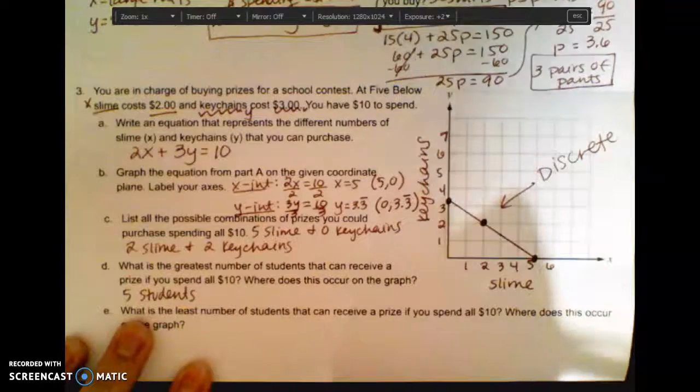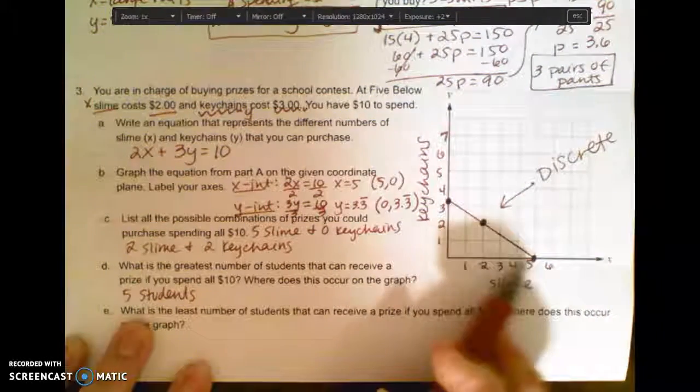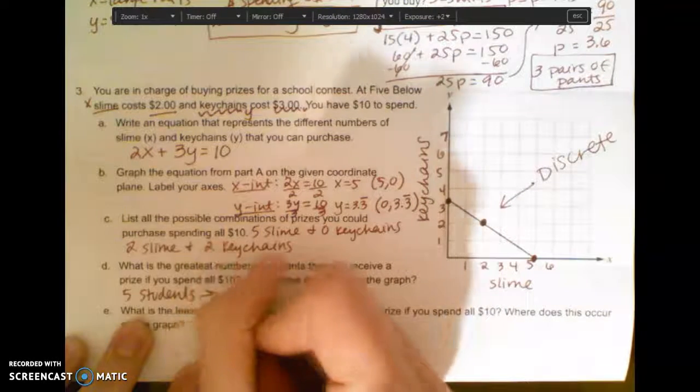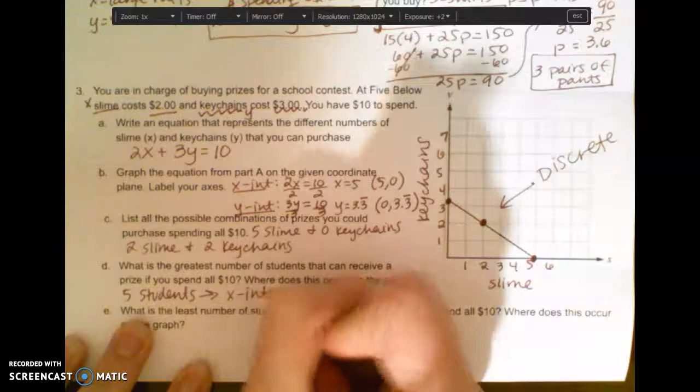And then where do we find that on our graph? We find it here. And what's that called? That's the x-intercept.